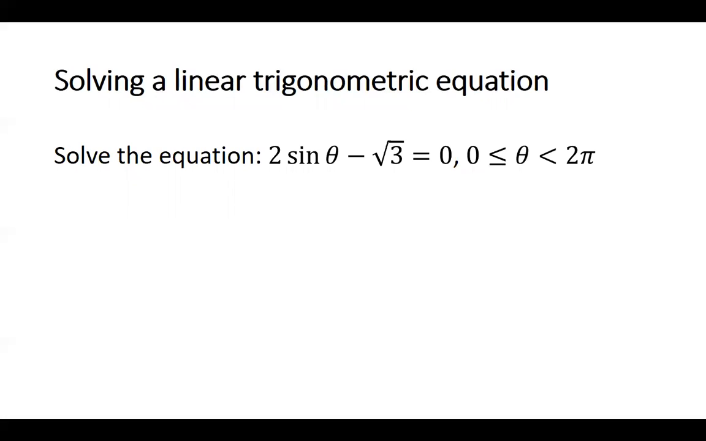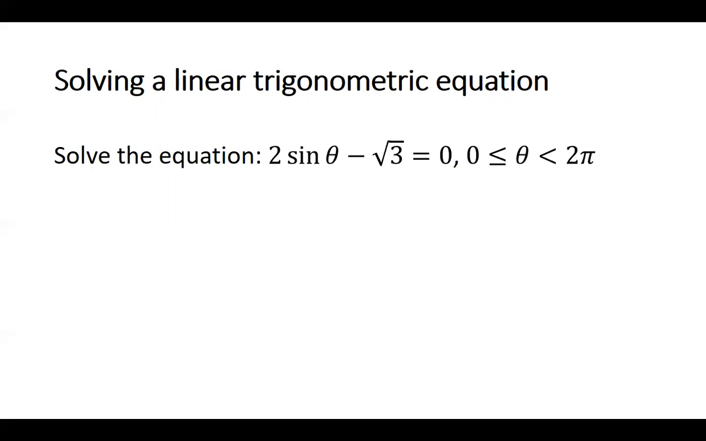And that's what we mean when we're talking about a linear trigonometric equation, is basically it's written in a way that if you were to substitute in a variable for the function sine of theta, you would have a linear function. So we're solving 2 times the sine of theta minus the square root of 3 is equal to 0, where theta is between 0 and 2 pi. So basically, what would be considered 1 full period.